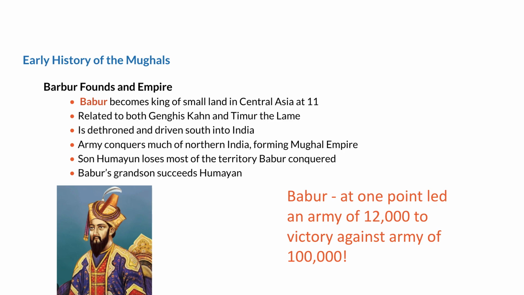Now, he's followed up by another leader. By the way, check this statistic out. At one point, he leads an army of 12,000 men against an army of 100,000 to victory. You're outnumbered almost 10 to 1, and you win? That's crazy. Must be training, it must be tactics, because it certainly wasn't weapons. All anybody has is horses and arrows. No gunpowder yet.